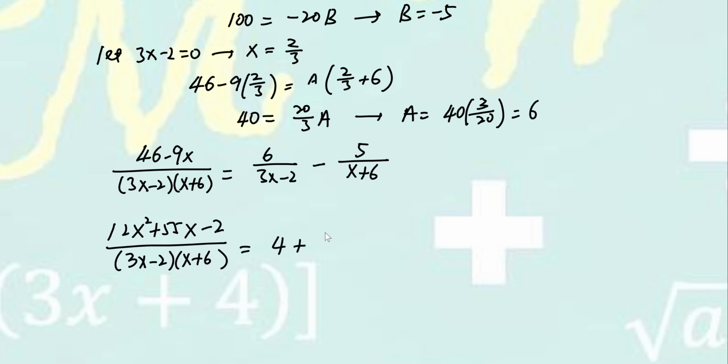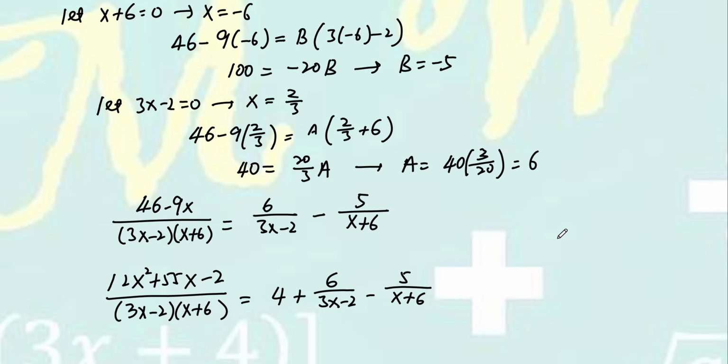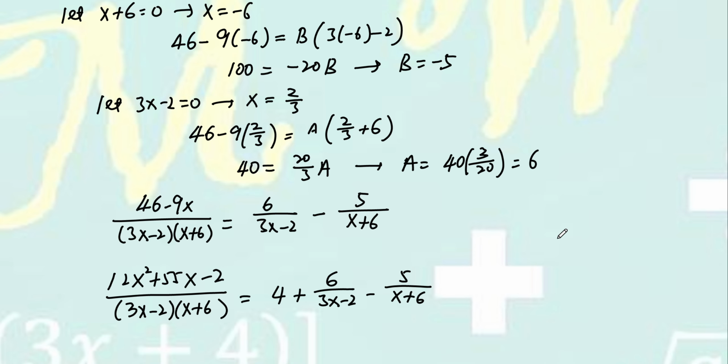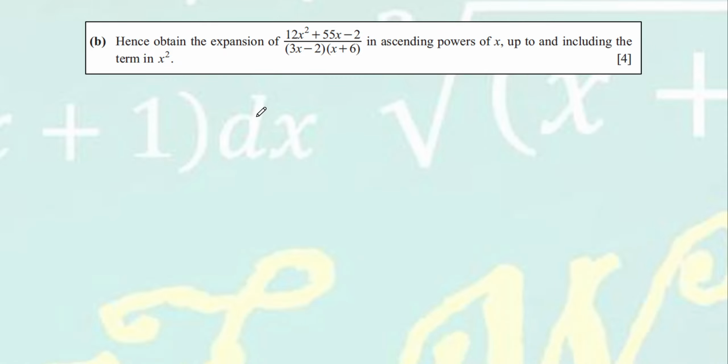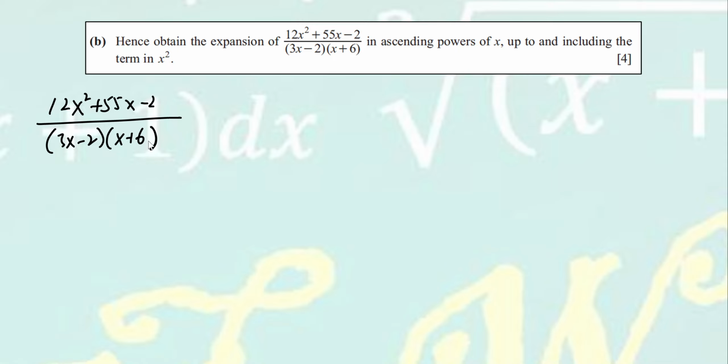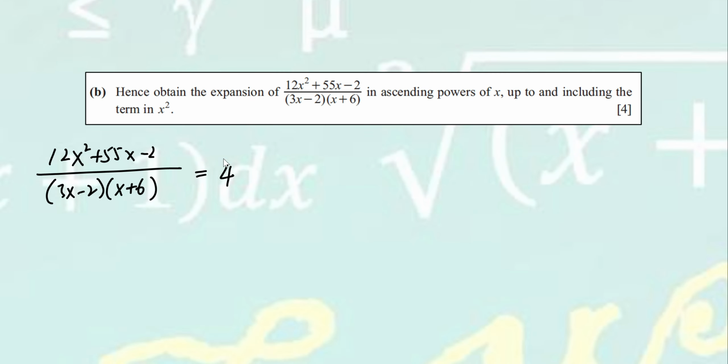Then there will be 4 plus the previous answers. So done for the partial fractions. Now B, hence obtain the expansion including x squared. Okay, so hence means use the previous answer. Six over, and minus 5 over x plus 6.